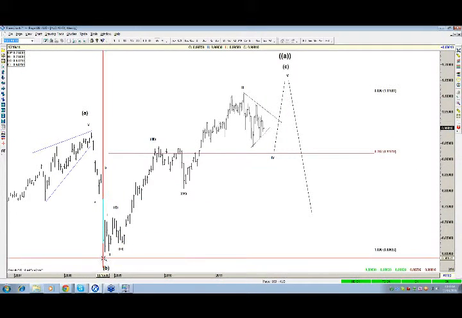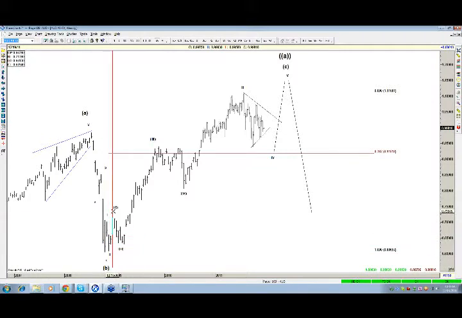I mean, honestly, when it comes to trading, guys, I'm very stubborn. And I see 7 swings from here: 1, 2, 3, 4, 5, 6, 7. So I have to believe this is corrective.